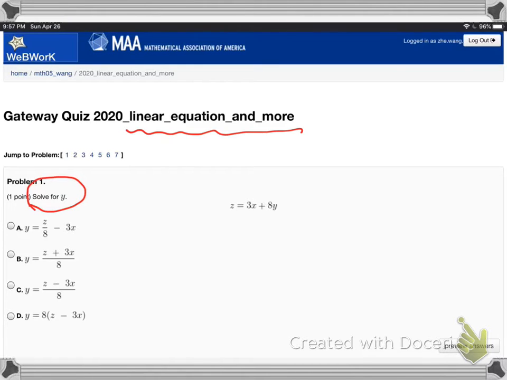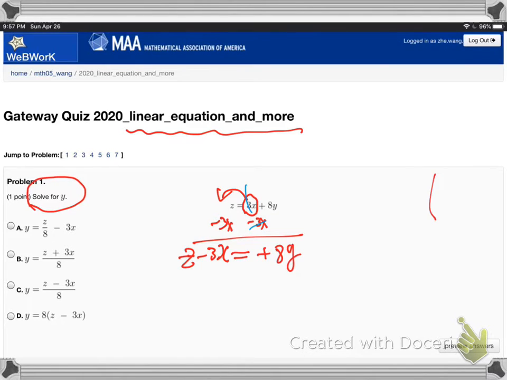So first step, we cancel the term that we don't want to solve. Or you can think we move 3x, this term, to the left. So minus 3x on both sides. So we get a new equation, z minus 3x on the left. And then these two cancelled. Only positive 8y on the right hand side. This is 8y.